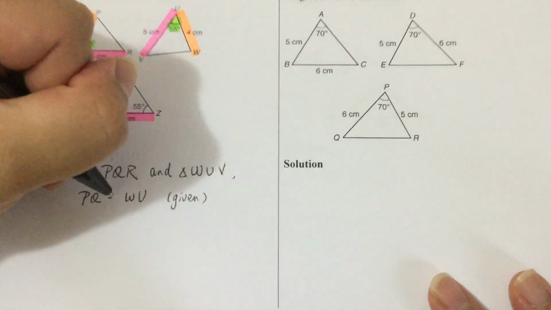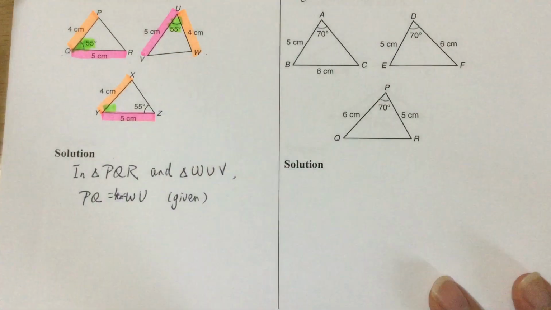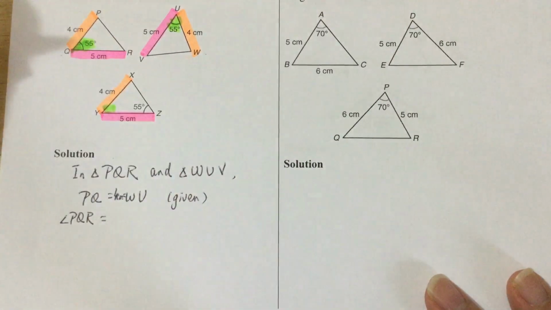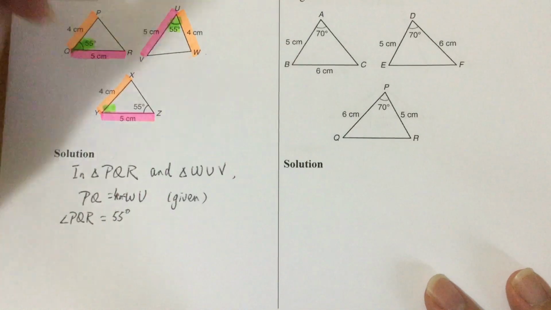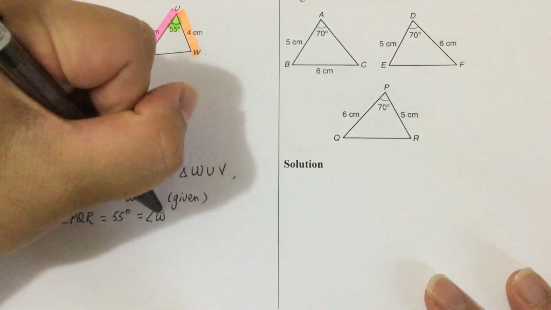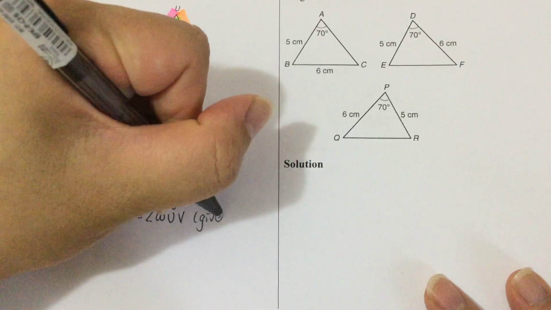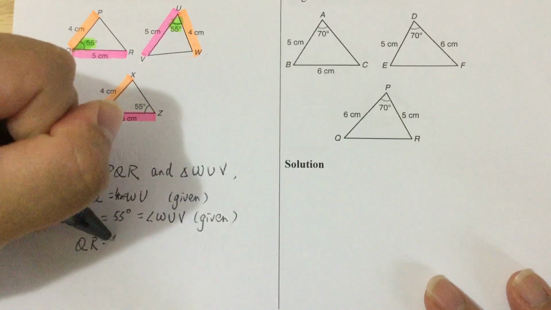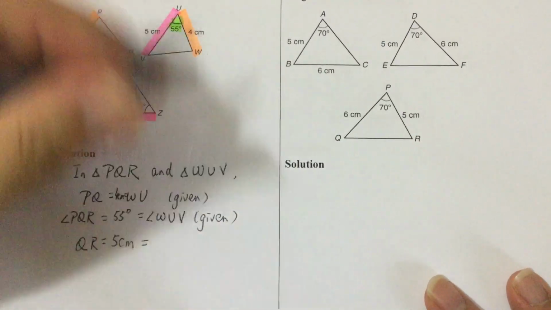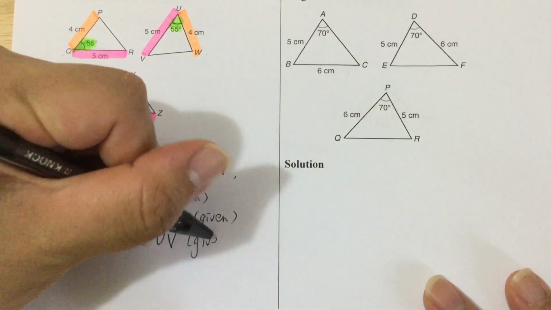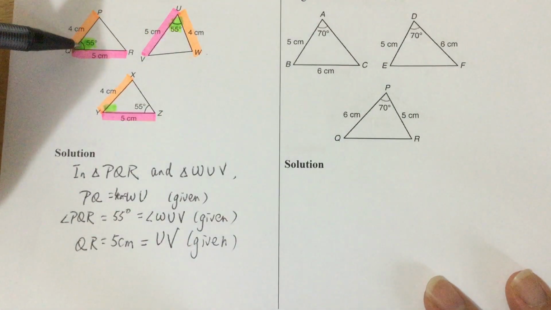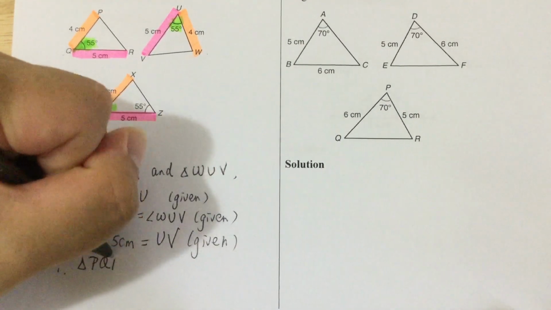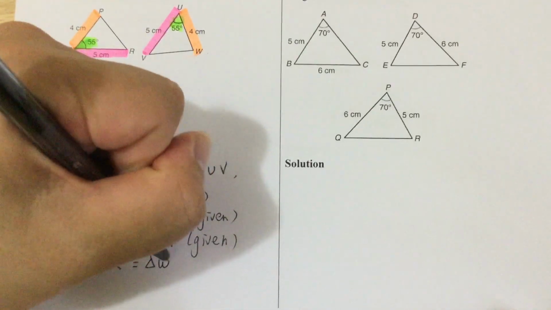I give it to you there, 4 cm. You can write the 4 cm in the middle. It's much better. Okay, you can write something like this. And then we know that angle PQR is equal to 55 degrees, and also it equals the angle WUV, given. So finally, we will have QR equal to 5 cm, equal to UV, given. That means we have SAS. So we can say these two triangles are congruent. Triangle PQR is congruent to triangle WUV, SAS.